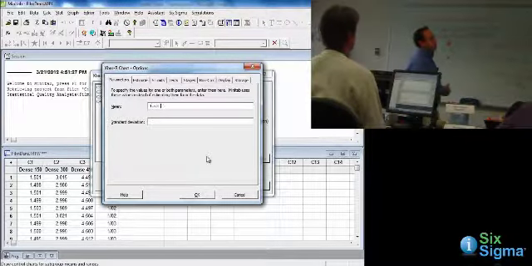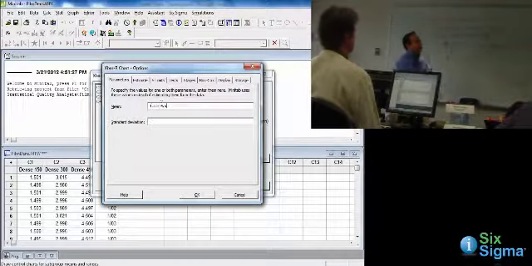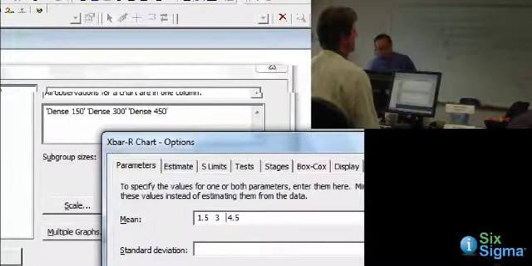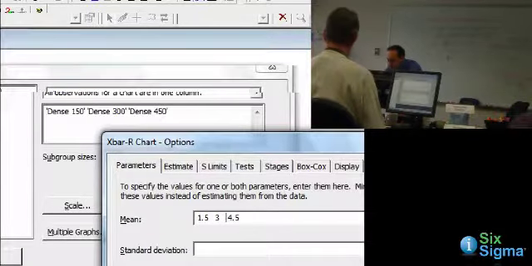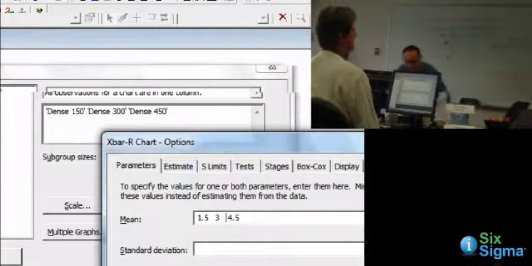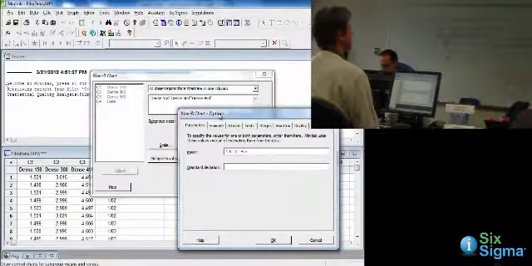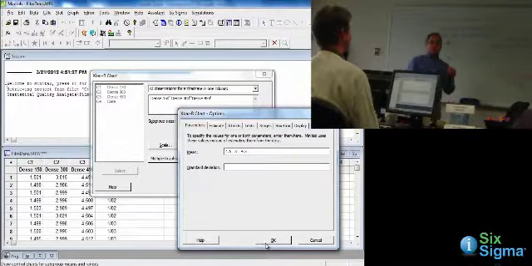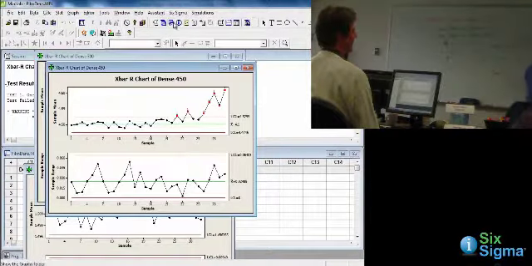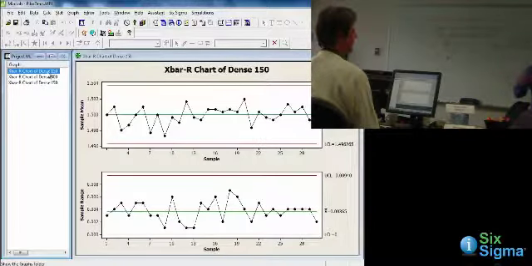Then under Xbar-R options, under the means, we do have a target for each one of these. They should be 1.5, 3, and 4.5. Now, you might be asking yourself, how will Minitab know the correspondence? Well, it does it by association, just like in all the other dialog boxes where we have specified some values. The first mean will be for the first column that you enter, the second one for the second column, and so on and so forth. Let's go ahead and click OK.